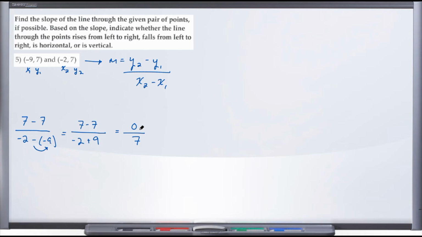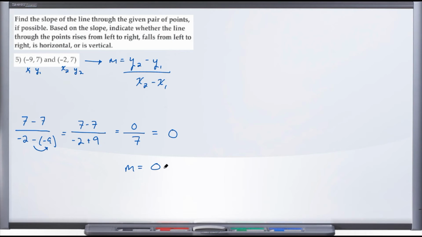And here we have a case of kind of the opposite of what happened in question number 4, where we ended up with a 0 in the denominator and our slope was undefined. Here we end up with a 0 in the numerator, and that's perfectly okay. If we have a 0 in the numerator, then our fraction, in this case, is going to reduce to simply 0, and therefore our slope is going to be 0. And so our slope is 0.